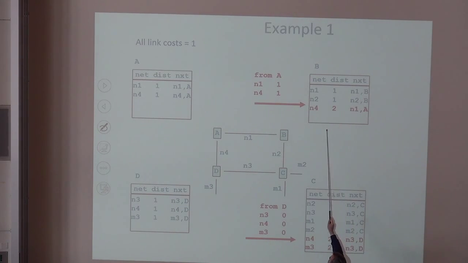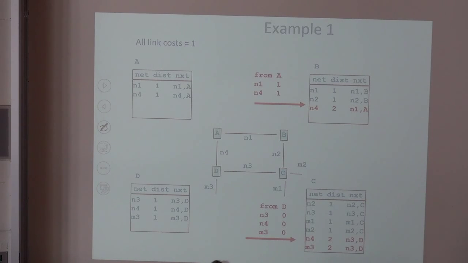For N4, it was not present in the table, which is the same as saying the distance was infinite. So I have now new information. And the new information is again obtained by Bellman-Ford, saying 1 plus 1 gives a distance of 2. This is what will happen at B. Similar things will happen at C. And of course, C will also once in a while send this information to B.